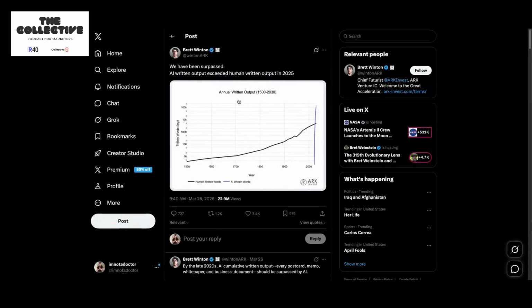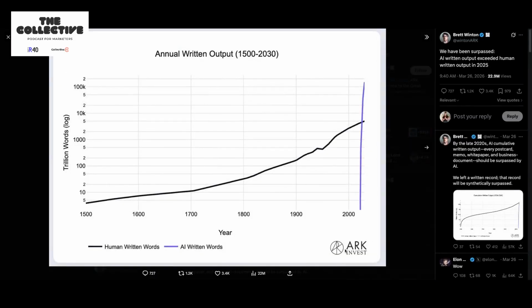First one is: we have been surpassed. AI written output exceeds human written output in 2025. This is from Ark Invest, which is a pretty legitimate investment group. The chart's pretty straightforward. You have a trillion words on the left, and at the bottom you have the year, and two lines: human written and AI. Human's been slowly growing over the years, and then all of a sudden, this is probably 2024, I'm assuming, I can't tell, and then all of a sudden in 2025, AI is way past it.